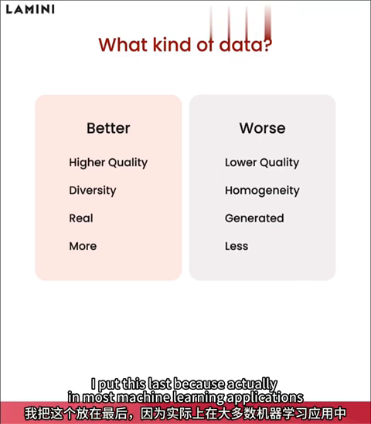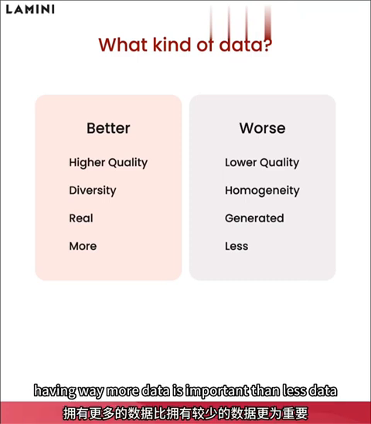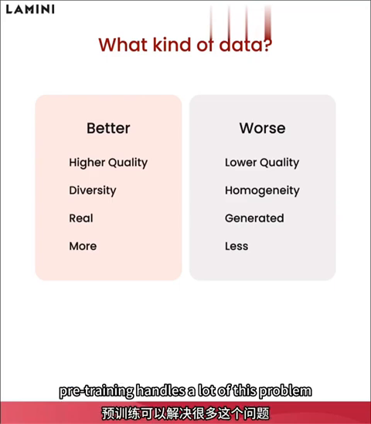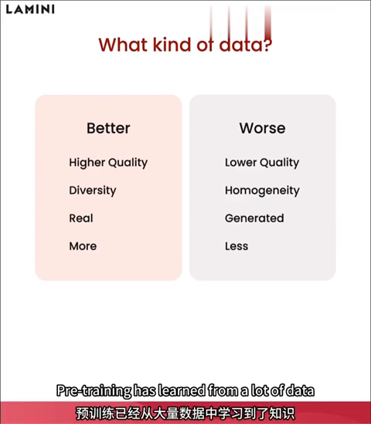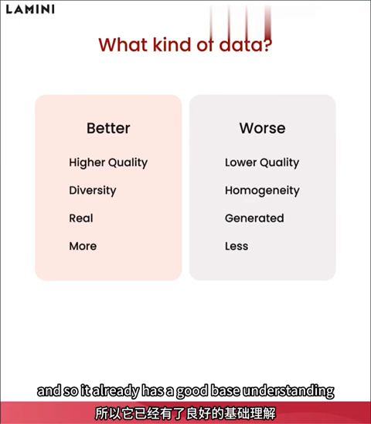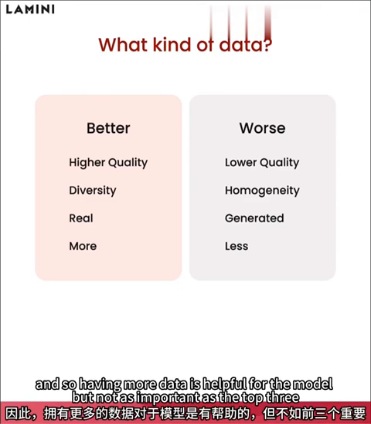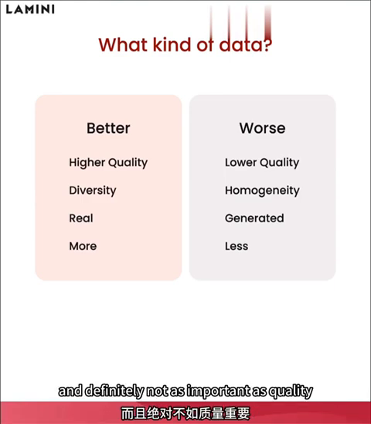And finally, I put this last because actually in most machine learning applications, having way more data is important than less data. But as you've just seen before, pre-training handles a lot of this problem. Pre-training has learned from a lot of data, all from the internet. And so it already has a good base understanding. It's not starting from zero. And so having more data is helpful for the model, but not as important as the top three, and definitely not as important as quality.